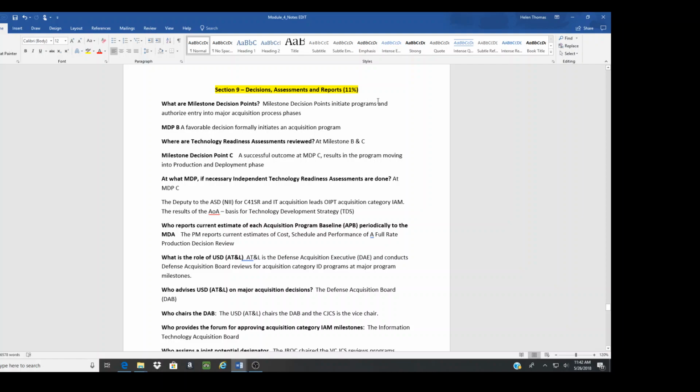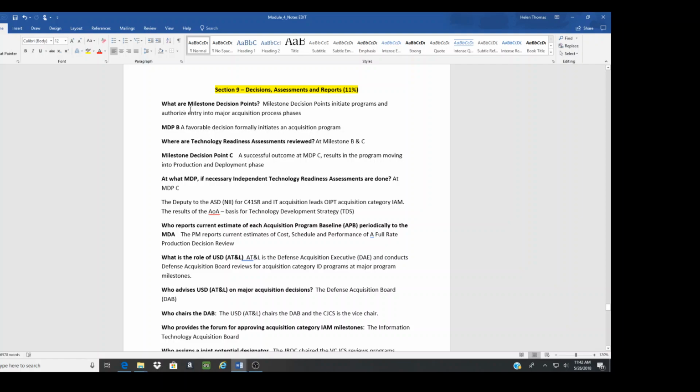So we've developed the system. We look at the technology requirements. We look at how we're going to secure that technology. And now we want to look at decision assessments and reports. What are the different requirements? This part is going to be very important to remember the phases and the milestones at which each item occurs.